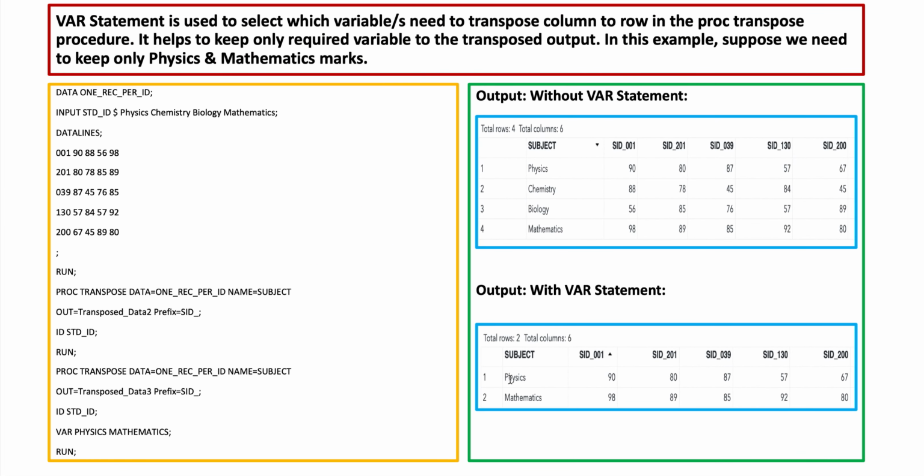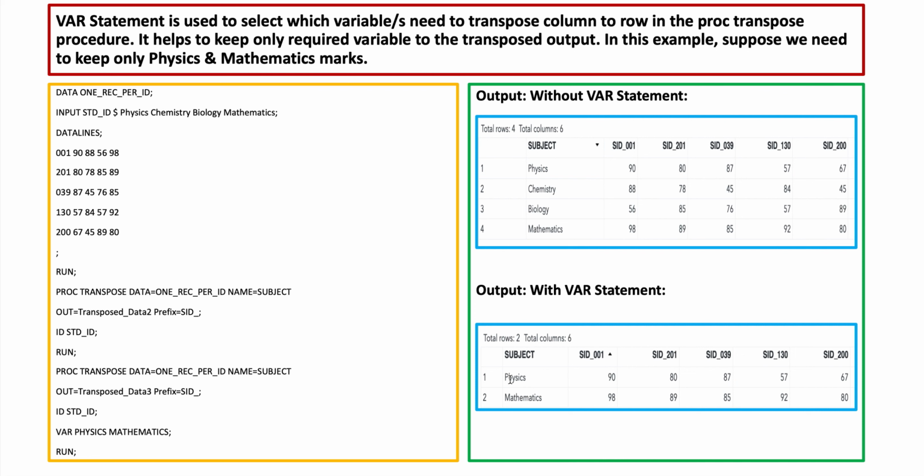The var statement is used to select which variable or variables need to be transposed from column to row in the proc transpose procedure. It helps to keep only the required variables in the transpose output. In this example, suppose we need to keep only 2 subject marks, physics and mathematics, then we can use the var statement with the column names physics and mathematics.